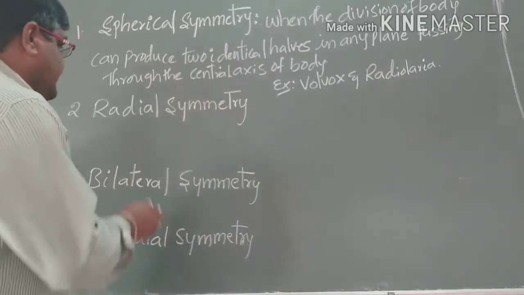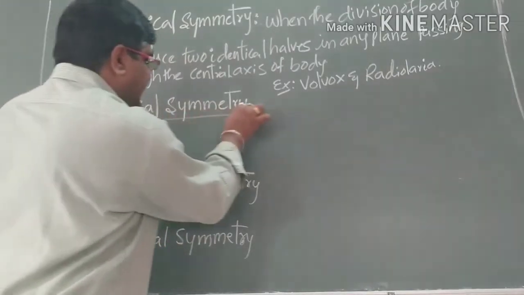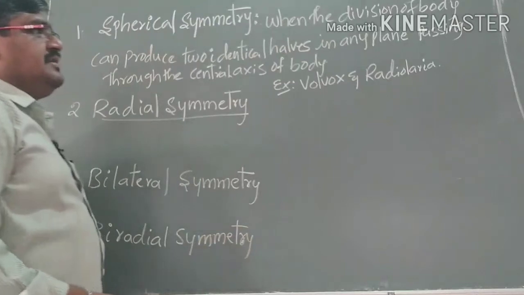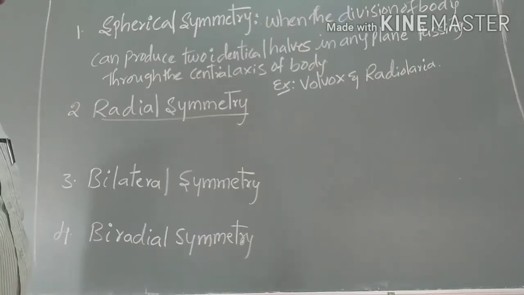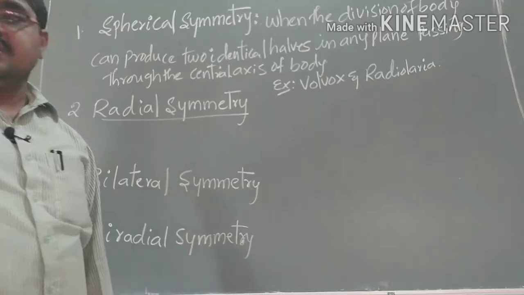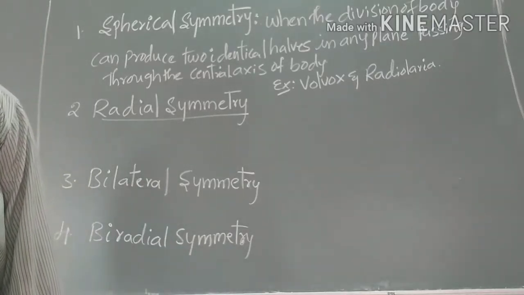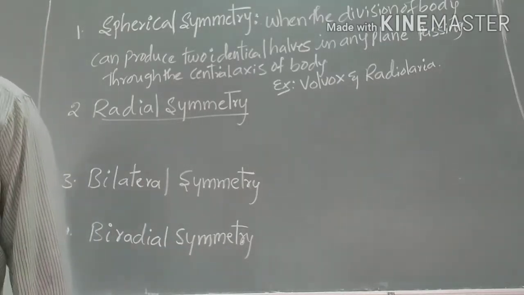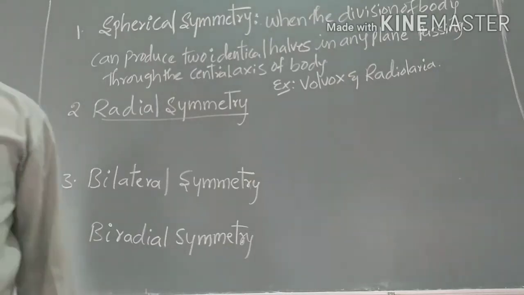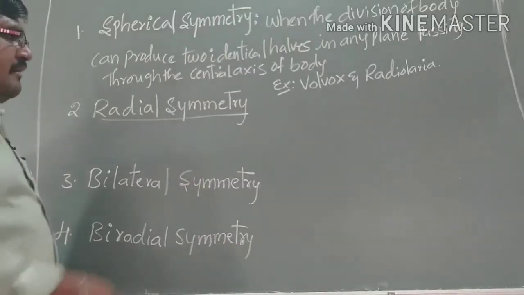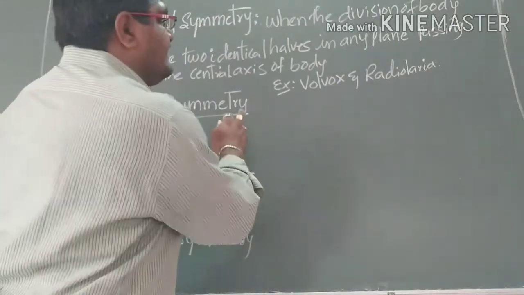Next, coming to the radial symmetry. Radial symmetry means when the division of the body can produce two identical halves in any plane along the central axis. Here we are producing similar body parts along the central axis of the body.